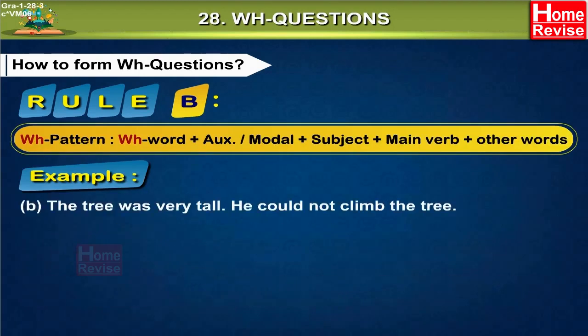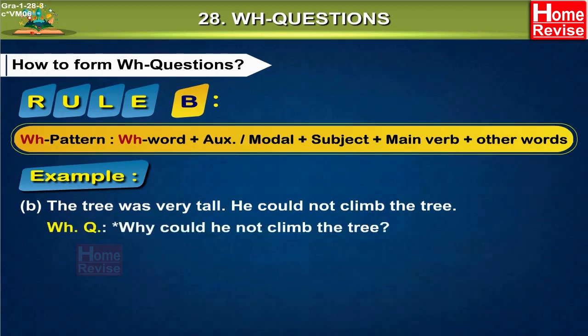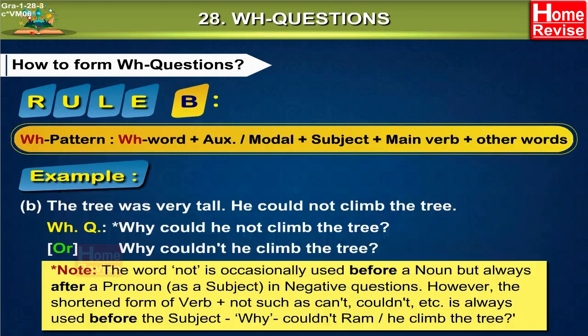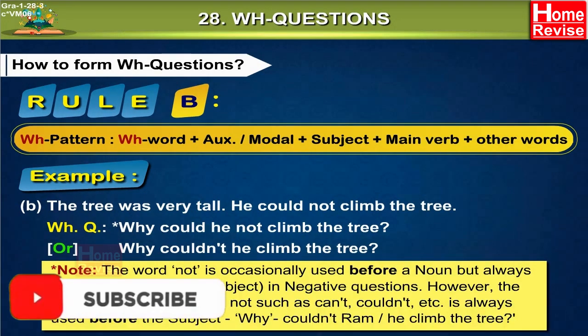B. The tree was very tall. He could not climb the tree. WH question: Why could he not climb the tree? Or, why couldn't he climb the tree? Note: the word not is occasionally used before a noun but always after a pronoun as a subject in negative questions. However, the shortened form of verb plus not, such as can't, couldn't, etc., is always used before the subject. Why couldn't Ram or he climb the tree?